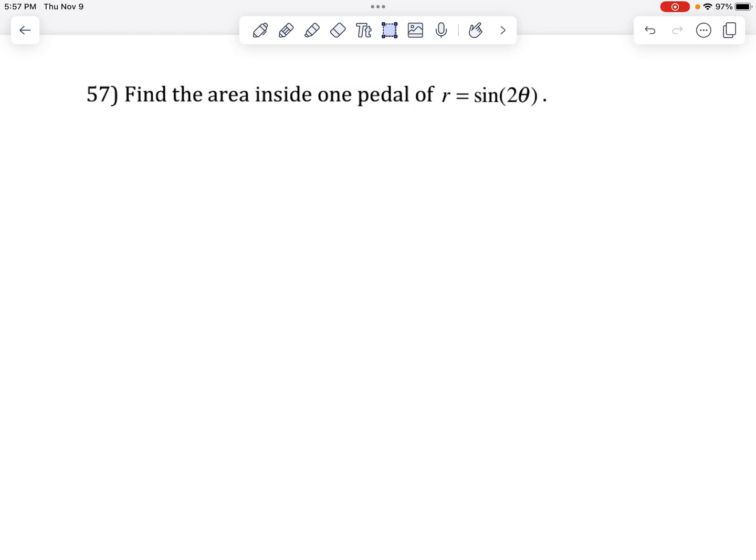Find the area inside one, I misspelled petal. Sorry about that. There you go, that should be a T. Find the area inside one petal of r equals sine of 2 theta.